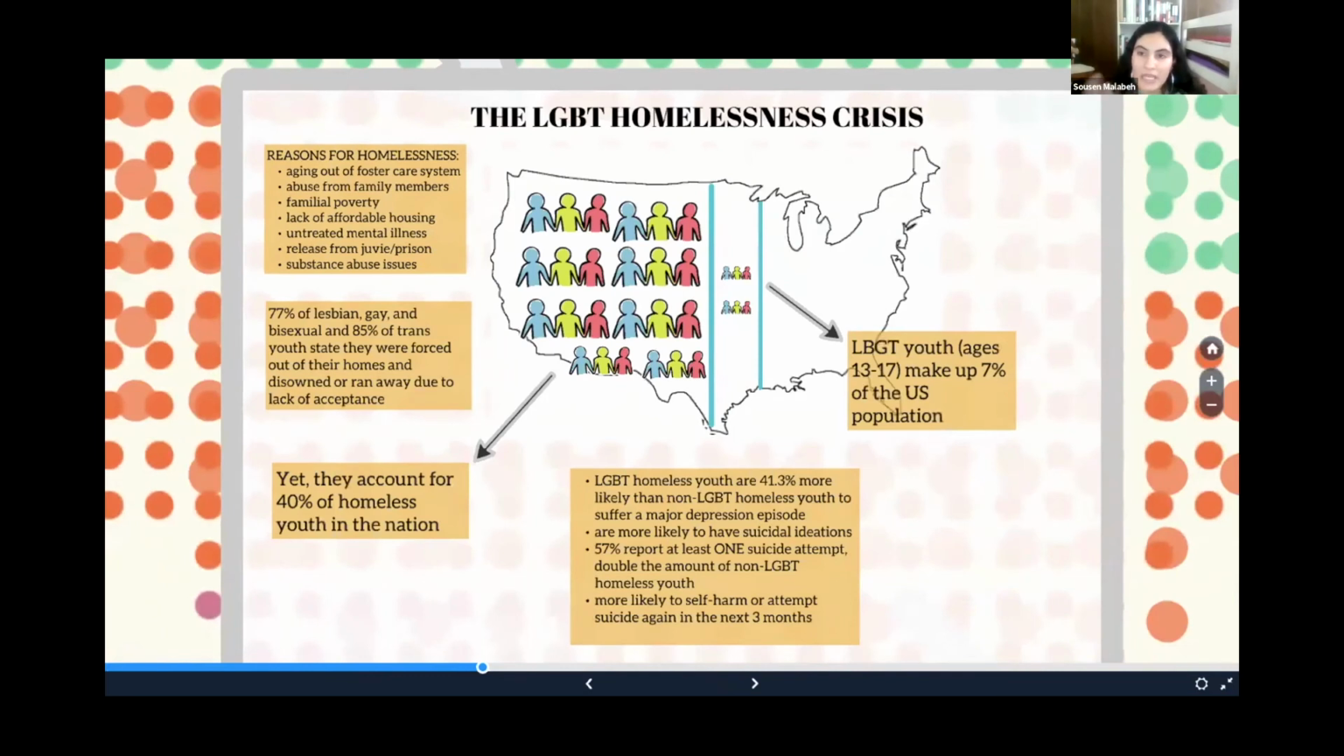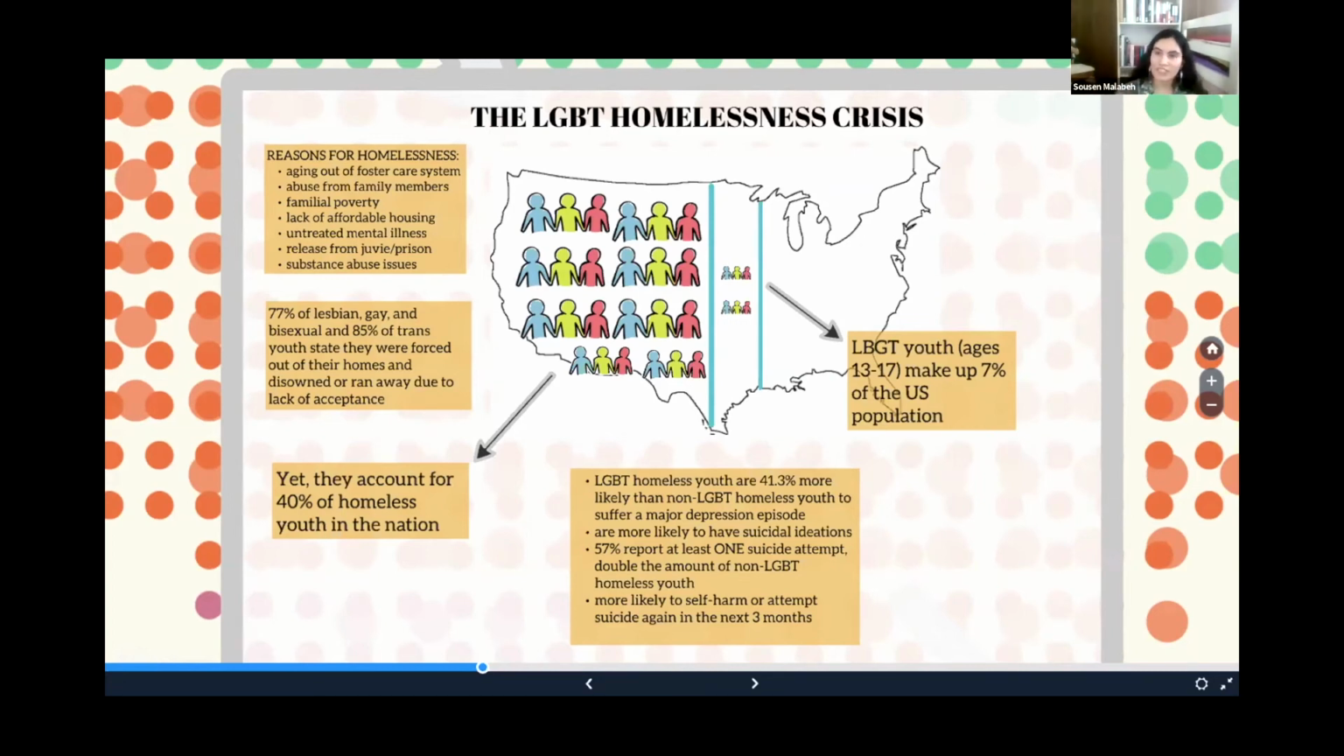So a really big thing that fuels the LGBT human trafficking problem is the homelessness crisis. As you can see here, LGBT youth, which is people aged 13 to 17, make up 7% of the US population. However, they account for 40% of the homeless youth in the nation. That is a disgustingly disproportionate rate.